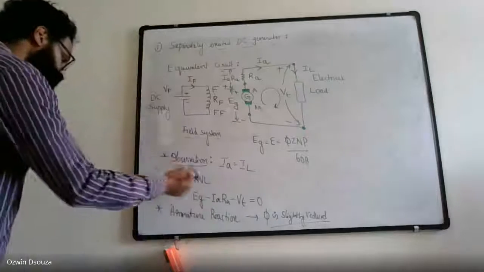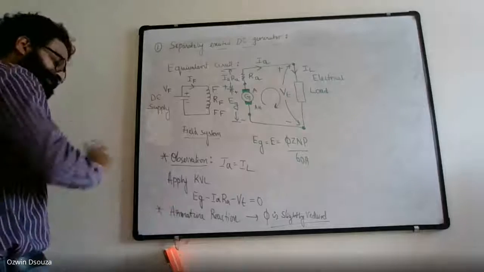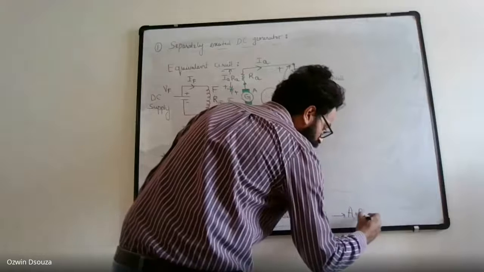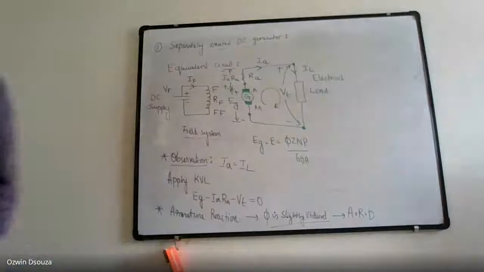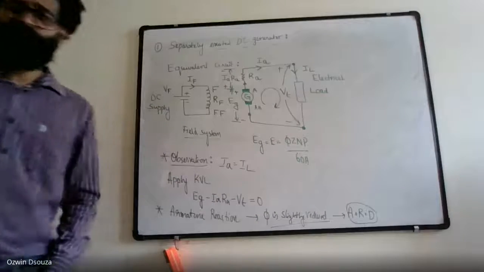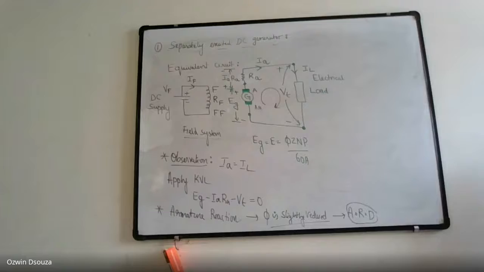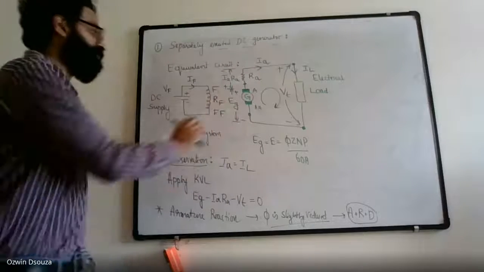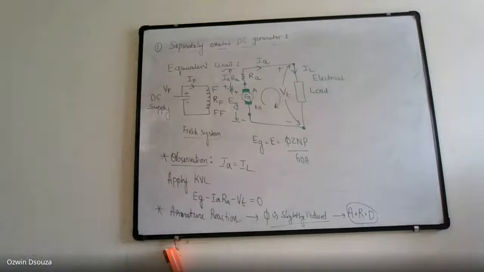That is the reason the corresponding drop is called the armature reaction drop, ARD, because armature reaction is contributing to the reduction of voltage. Hence, it is considered as a drop, just like your resistance drop. For example, IARA is your resistance drop, which is actually reducing the induced voltage, right? Fine. So that is your first drop, ARD.